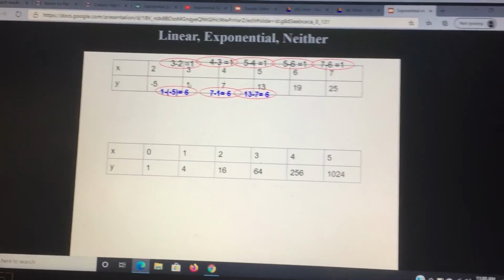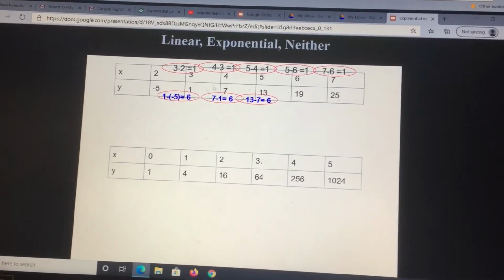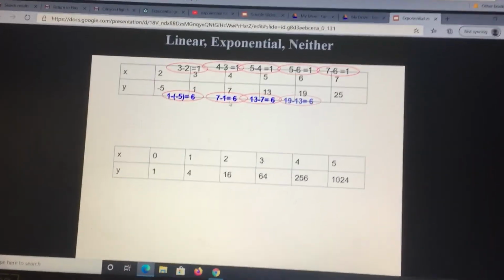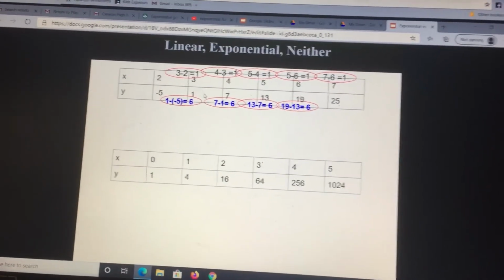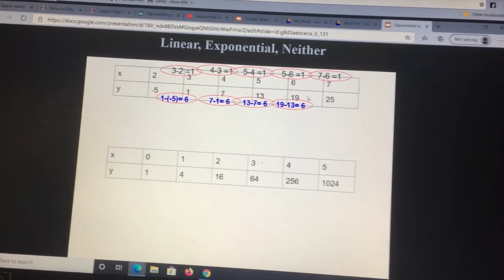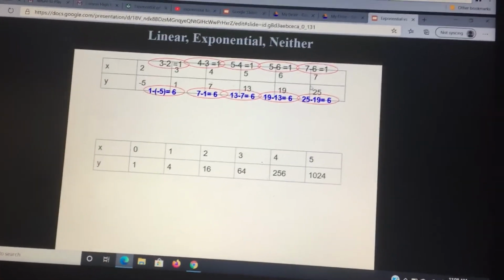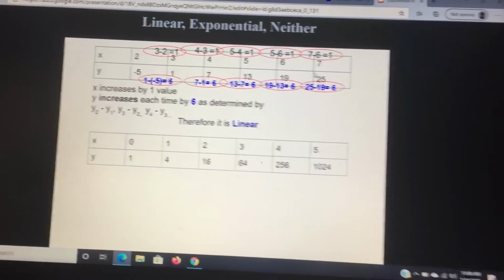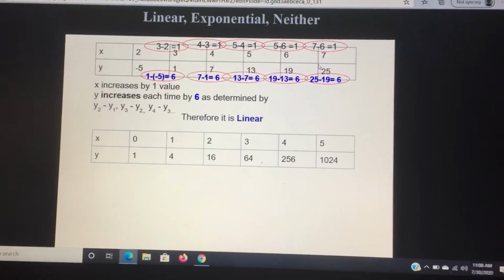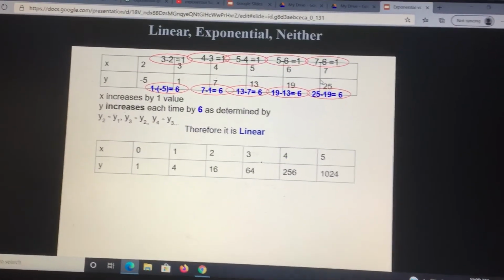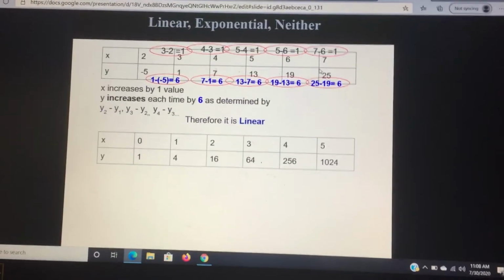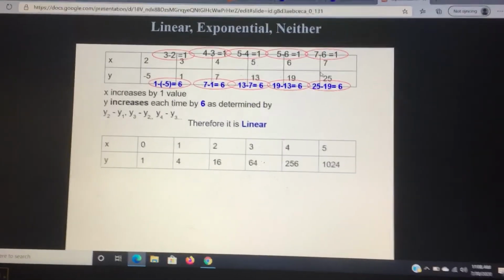If we do y2 minus y1, we get 6. y3 minus y2, we get 6 again, and so on and so forth. The difference between the values is 6. It increases by 6 to each value. Therefore, it's going to be a linear growth. Okay, x increases by 1, y increases each time by 6, as determined by y2 minus y1 or y3 minus y2, and so on. And therefore, it's linear.